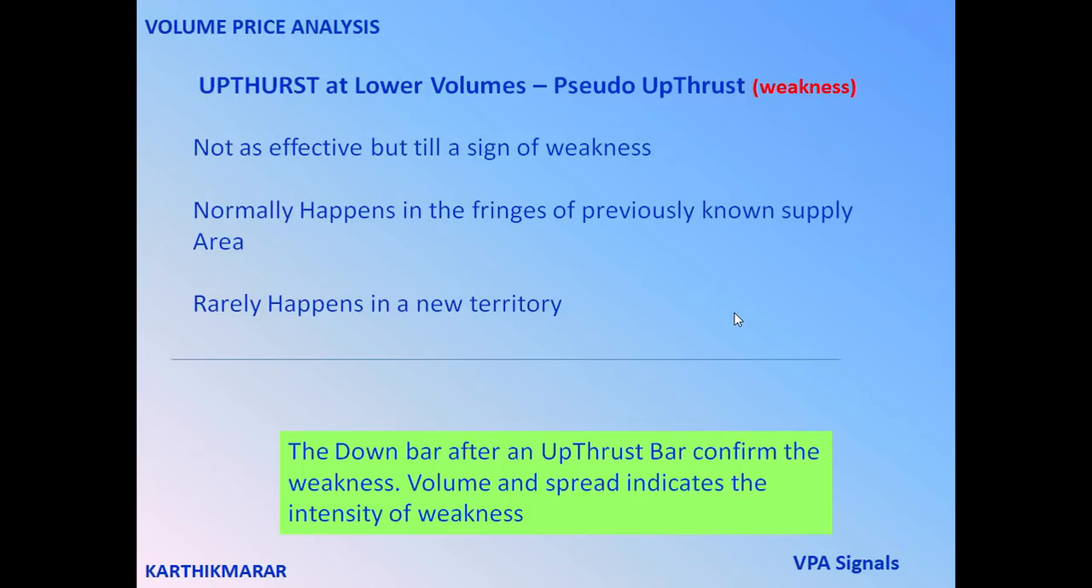And when, like I said, all the indications or the signals of the VSA need a confirmation. So the confirmation comes in the next few bars. The down bar after an upthrust bar confirms the weakness. That is, you have an upthrust bar and the next bar is a down bar, and that will confirm the upthrust bar. And if the down bar is a widespread bar with high volume, the confirmation is stronger, and it's the right time to get out of the stock.